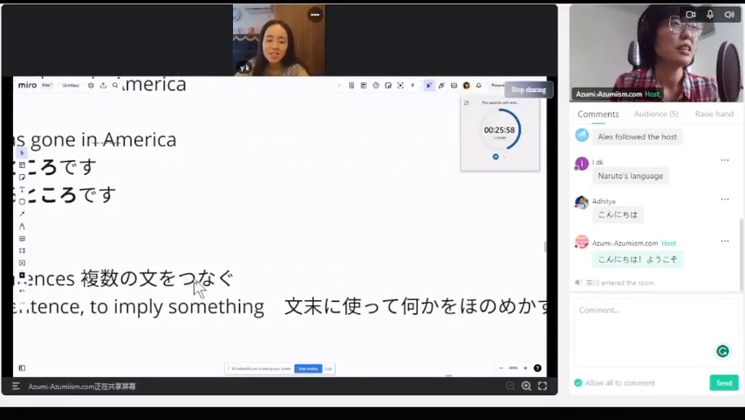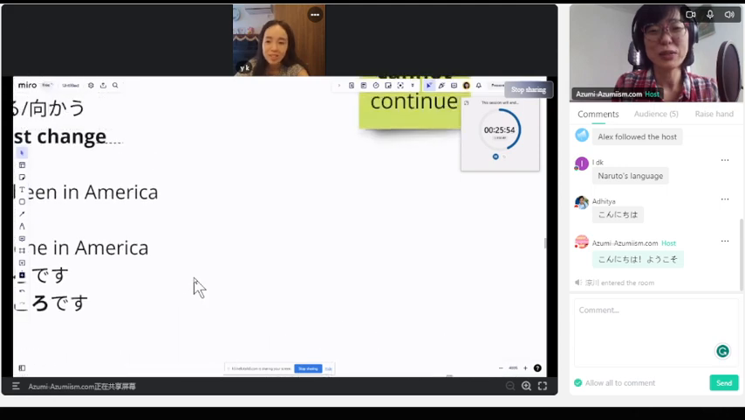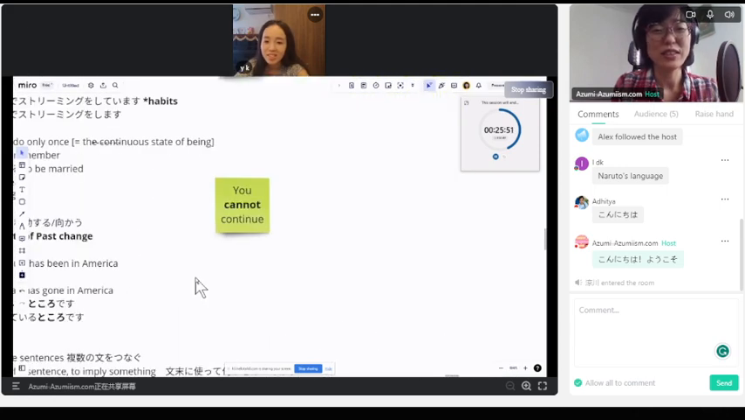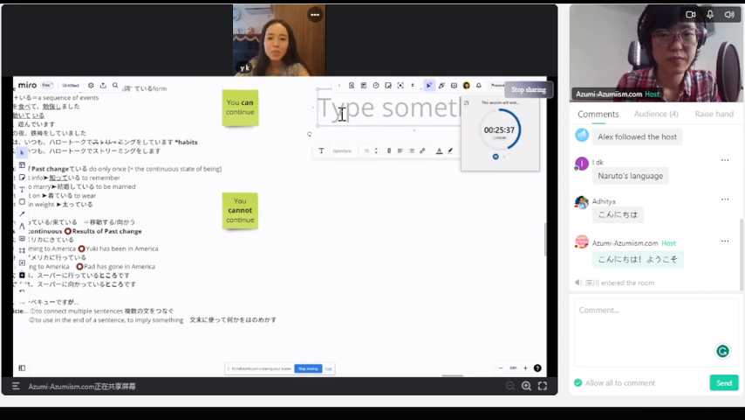Okay, next is physical description. This is really super common in the Japanese language. We use this. Okay, let's go. Describing physical features in Japanese.